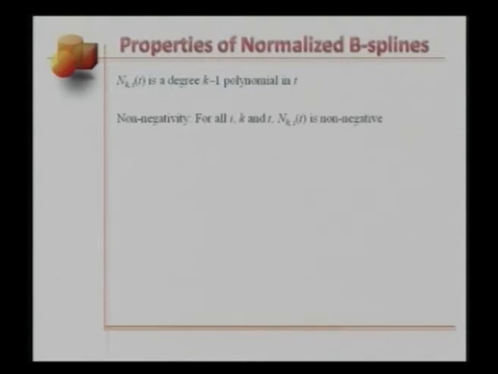This is the second property, non-negativity. For all i, k, and t, N_k,i(t) is non-negative. This is something that we have not seen before, but the recursion relation that we had derived in the previous lectures allows us to visualize this property. Let's try to give an informal proof.